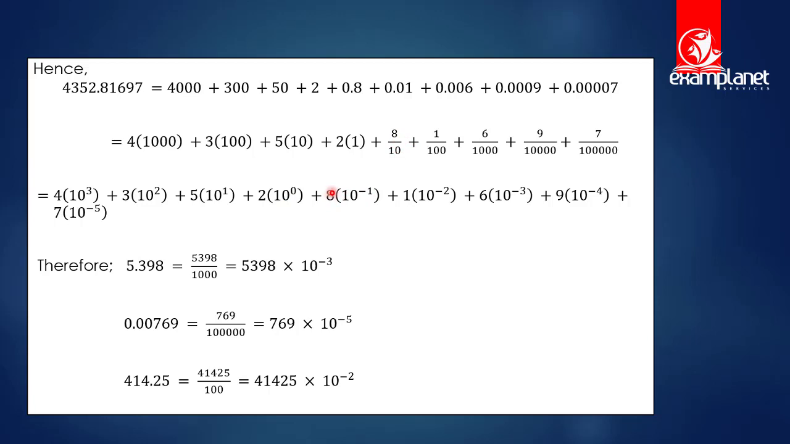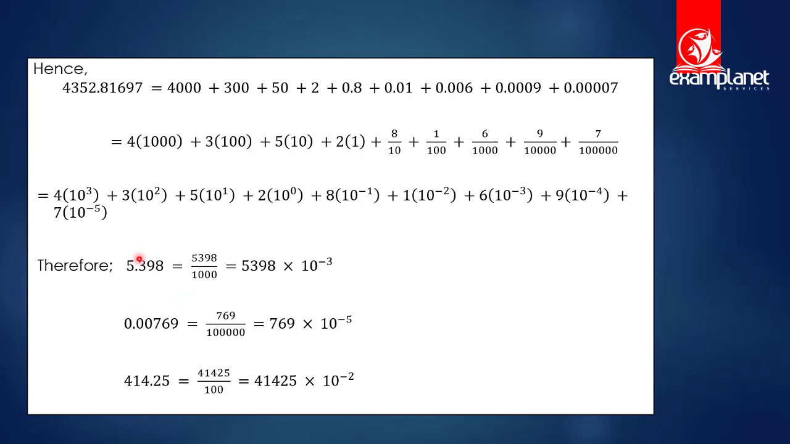So this is 10 to the power minus 1, that is 1 over 10. This is 10 to the power minus 2, that is 1 over 100, okay? Then 10 to the power minus 3, that's 1 over 1,000, 10 to the power minus 4, that's 1 over 10,000. And then 10 to the power minus 5, which is 1 over 100,000.